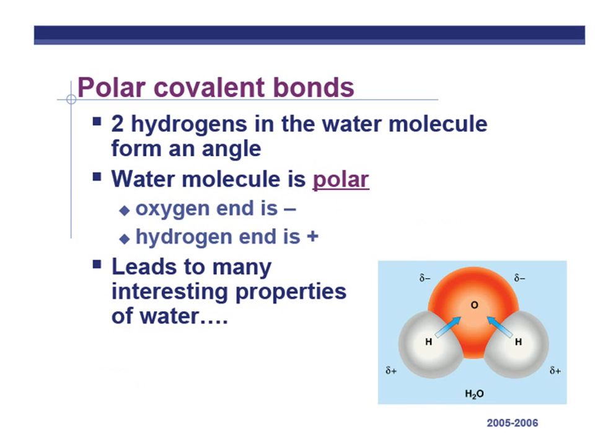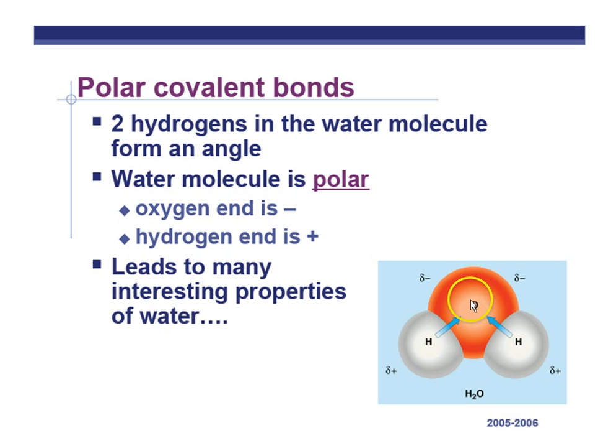Polar covalent bonds. The source of all of water's amazing properties can be traced back to the water's ability to make polar covalent bonds between oxygen and hydrogen. Within the water molecule, you have a strong covalent bond, a sharing of a pair of electrons between hydrogen and oxygen that is not shared equally. Oxygen acts as kind of an electron hog.